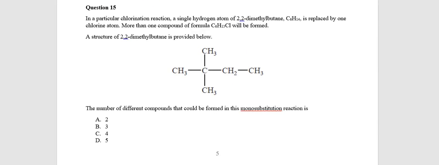In a particular chlorination. Now chlorination, don't feel alarmed. Chlorination just means react with chlorine. Also, you probably want to feel alarmed if you have chlorine present. It is a toxic gas. You have a single I need to stop my jokes. You have a single hydrogen atom from this that is replaced. So the question does tell you this is a substitution. Only one of it is replaced by one chlorine atom. More than one compound of this formula will be formed. So this is just a fancy way of asking you how many structural isomers these molecules have.